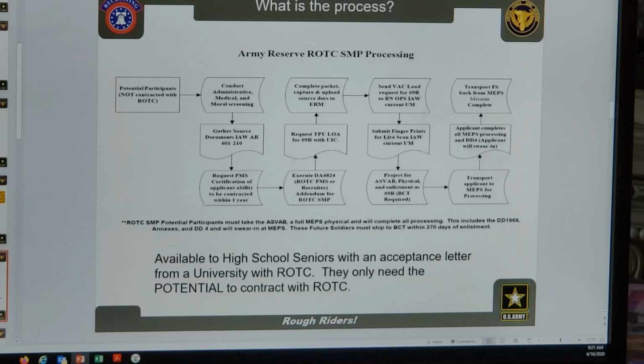It's not hard. Next, request a TPU letter of acceptance for 09 Romeo with the UIC. That's just calling your local TPU. Hey, I need a letter. What does that letter need to say?